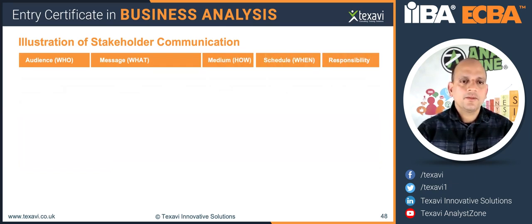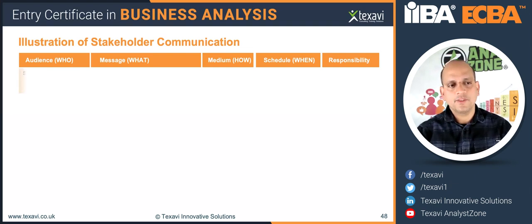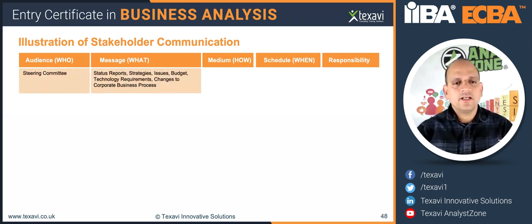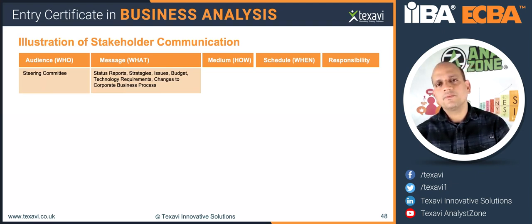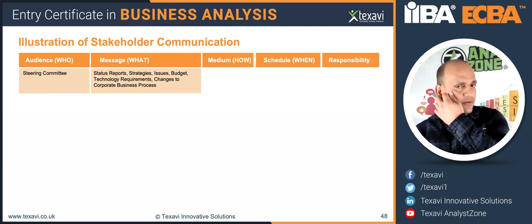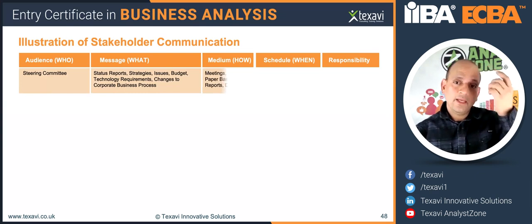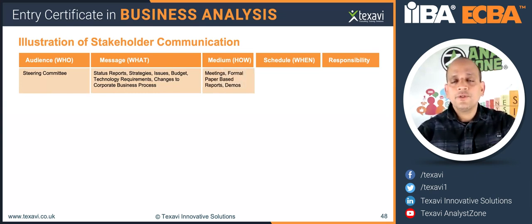So again, audience, message, what is the message? And then how do you want to send that message across? And then how often, how frequently that needs to be done, and the responsibility. So if it's a steering committee, you will need to send the status reports, strategies, issues, budget, technology requirements, changes to corporate business process, changes to the project plan, changes to timelines, any effect or risks, potential risks also you can include here. And then in terms of how would you communicate with them?